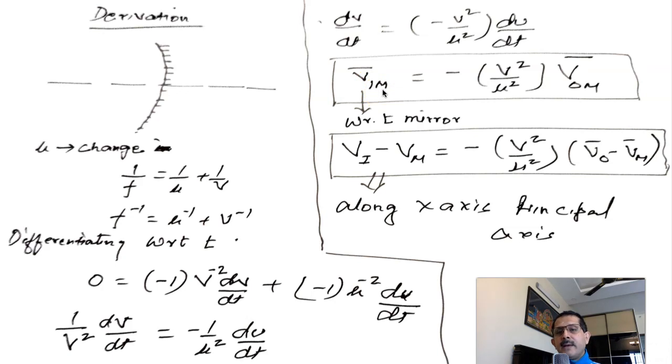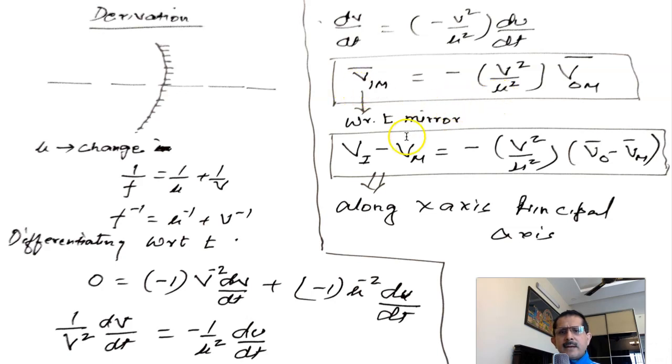So I have written m. So I am writing vector Vim is equal to minus v square by u square, and what is du by dt? It is nothing but velocity of object with respect to the pole of the mirror, because as I always said, all the movements, velocities, everything is with respect to the pole. Okay, till here I think we are clear.